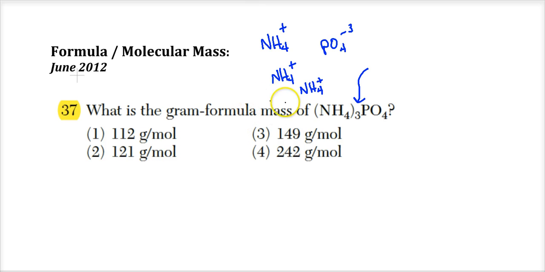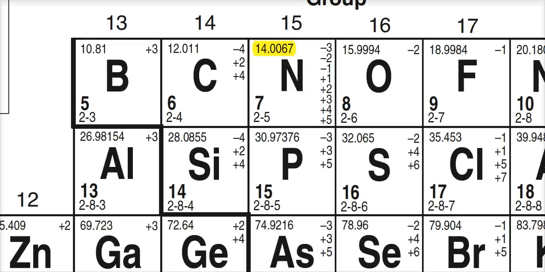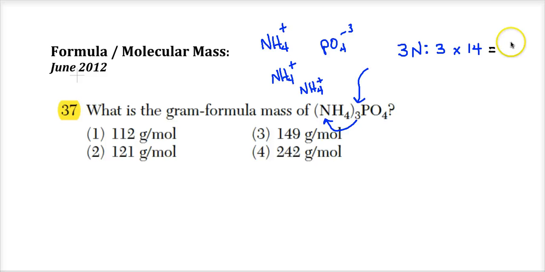So as we said before, all we're doing is adding up the masses of each of the atoms, but you have to get the right number of atoms. So this 3 means you have 3 of everything inside, so there's 3 N's. So in 1 mole of this compound, there are 3 moles of N atoms. So 3 times the mass of N, which by the way is atomic mass of 14. Rounding it to 14, there it is. And 3 times 14 is 42.